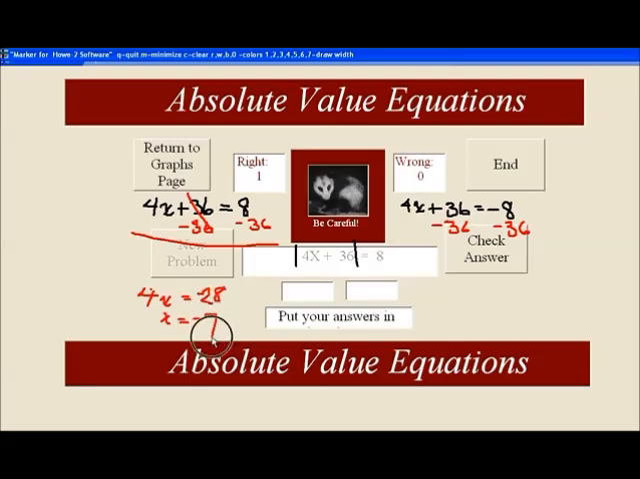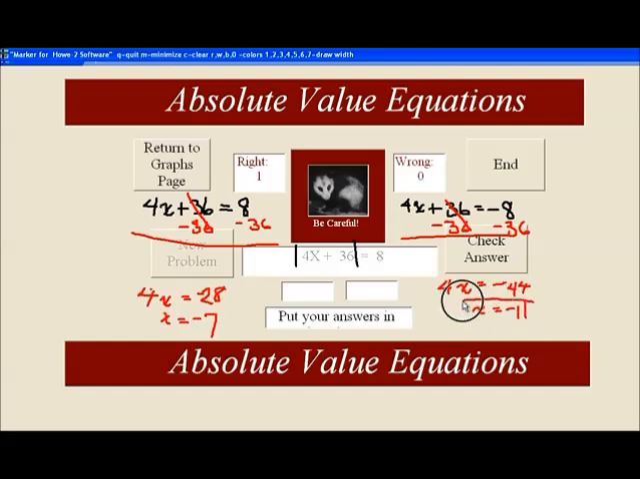Now, I have seen so many students stop right there and say negative 7, and then they say the other answer is positive 7. They couldn't be more wrong, and they get half of the problem wrong. Well, 50% will not pass you on absolute values, so you've got to learn how to work these absolute value equations. So over here, the 36's will kill each other off again. We get 4x is equal to negative 44, and x is equal to negative 11.